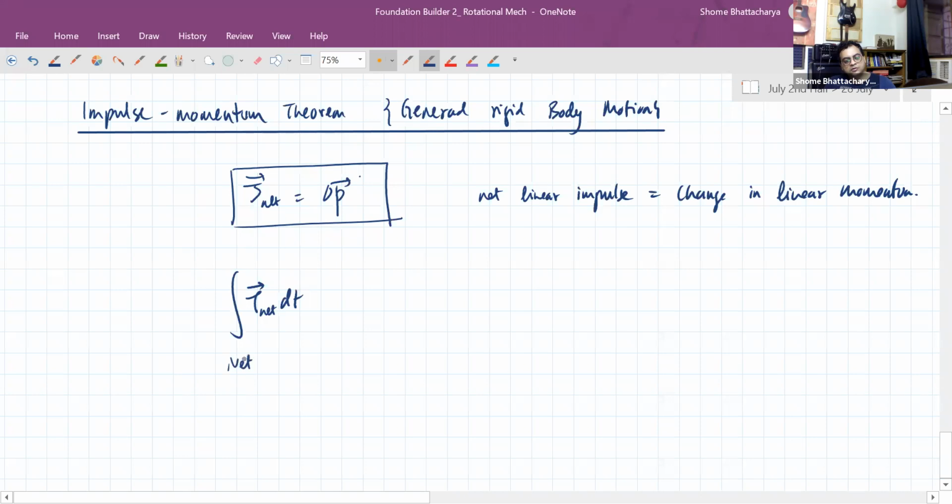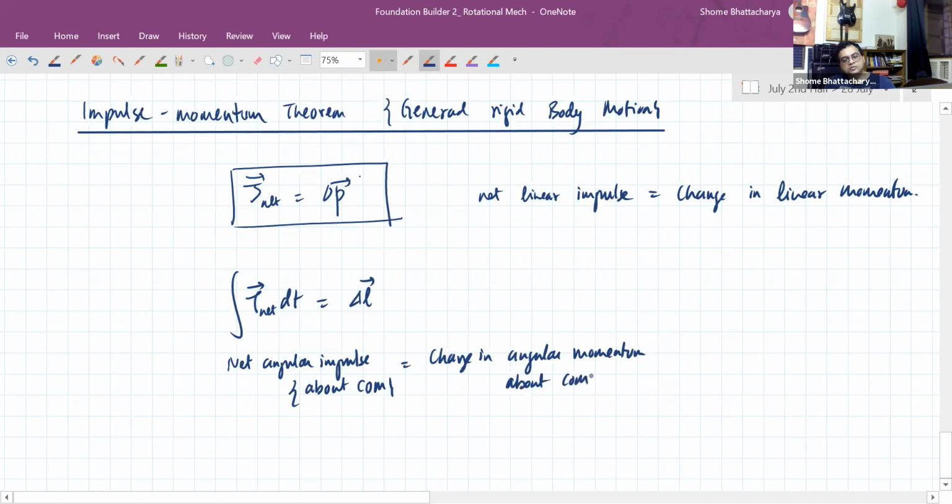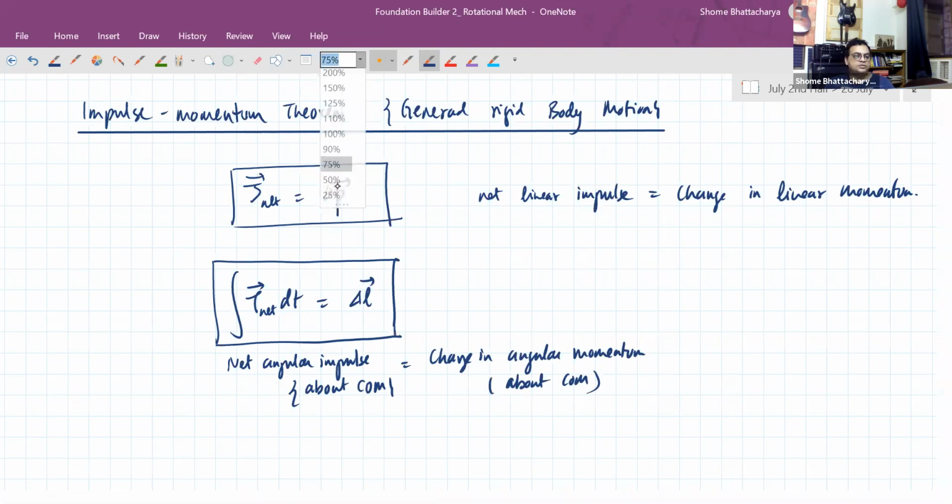So this is net angular impulse, but we always take it about the center of mass, because there's no fixed point in general rigid body motion. So that is equal to the change in angular momentum about the center of mass. So these together represent the impulse momentum theorem. Angular impulse equals change in angular momentum. Linear impulse equals change in linear momentum.